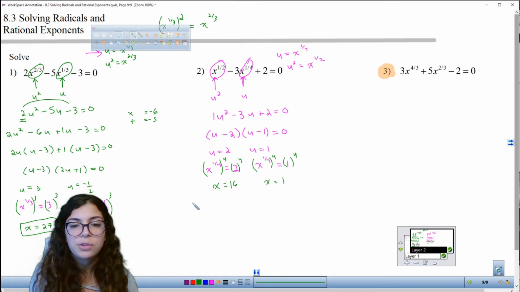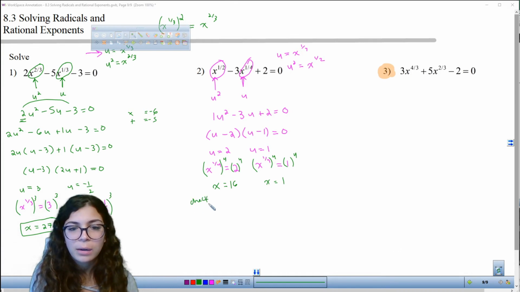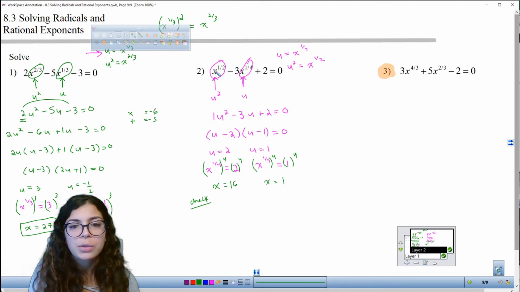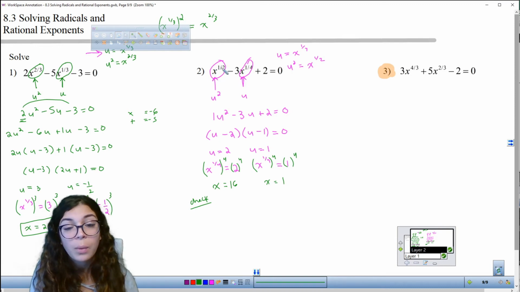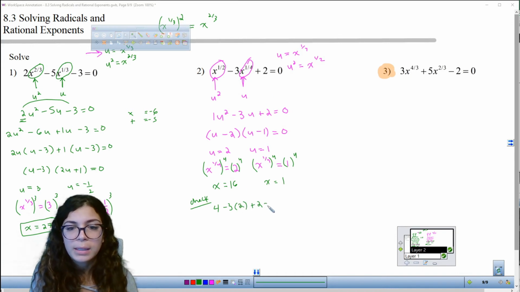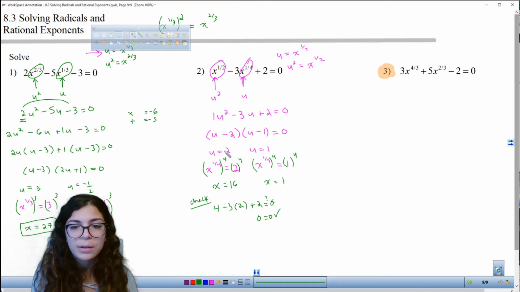So now let's go ahead and check. Now again, I could use my calculator, but I'm just going to do this one by hand. I don't think it will be that complex. So 16 to the power of 1/2, that's really the square root of 16, which is 4. And then minus 3 times 16 to the power 1/4 is the 4th root of 16, which is 2. And plus 2, does that equal 0? Well, -3 times 2 is -6. 4 minus 6 is -2. -2 plus 2 is 0. So yes, this is a good and valid solution. We can go ahead and box it.